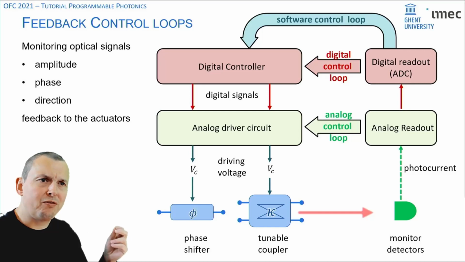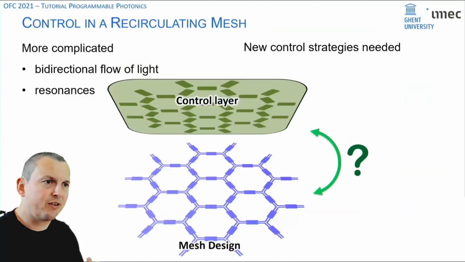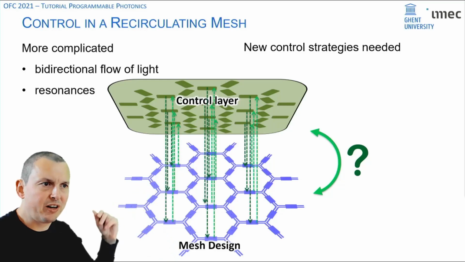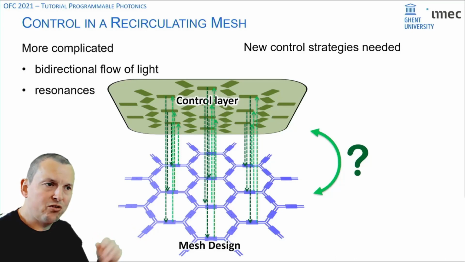In a forward-only mesh, we saw that such control routines can actually be quite simple. They can be minimization or maximization routines. However, in a recirculating mesh, this is less trivial. Your control layer needs to be able to take this information of your light, and then based on the detectors, it needs to govern or tune all the elements so that everything works.